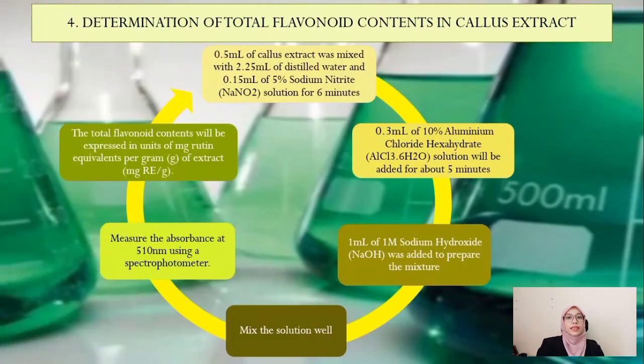Next, for the determination of total flavonoid contents in Callus extract, 0.1 ml of Callus extract was mixed with 2.25 ml of distilled water and 0.15 ml of 5% sodium nitrite solution for 6 minutes. Next, 0.3 ml of 10% aluminium chloride solution will be added for about 5 minutes. And next, 1 ml of 1 molar sodium hydroxide was added. Mix the mixture well and the absorbance was measured at 510 nanometer using a spectrophotometer. And lastly, the total flavonoid contents will be expressed in units of milligram rutin equivalent per gram of extract.